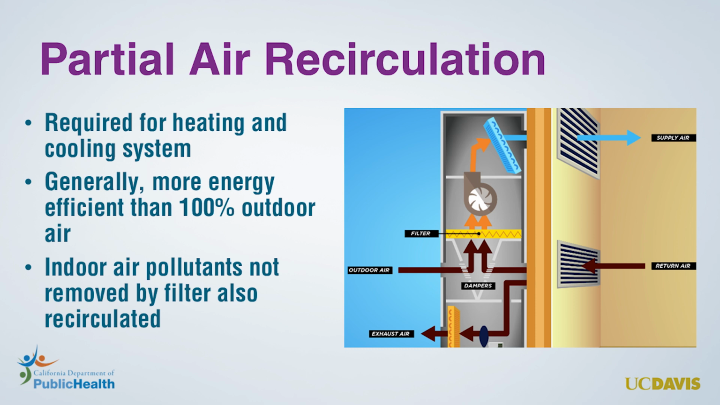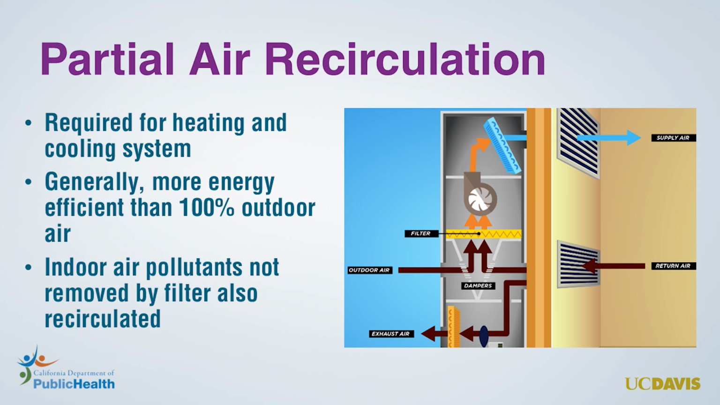An HVAC system provides heating, ventilation, and air conditioning to a space. HVAC systems often rely on a portion of recirculated air to maintain indoor comfort, as conditioning outdoor air demands more energy, especially when it's really hot or cold outside. The downside to using recirculated air is that indoor air pollutants are also recirculated.